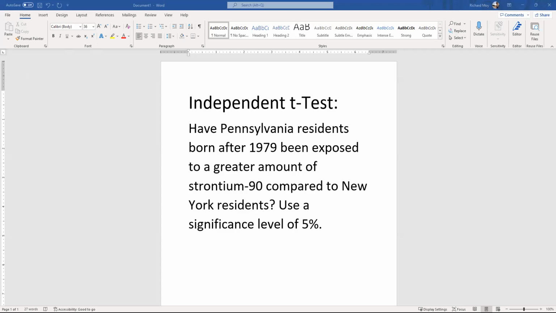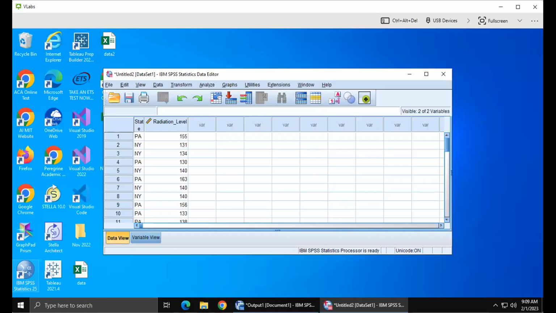So if we look at SPSS, I've already uploaded the data, and you can see that in the first column, it has the individual's state of residence, either Pennsylvania or New York. And in the second column, it has the radiation level in millibecquerels per gram of calcium.